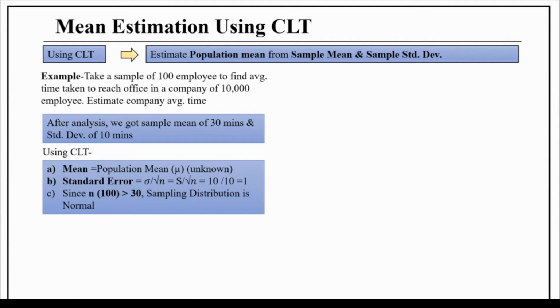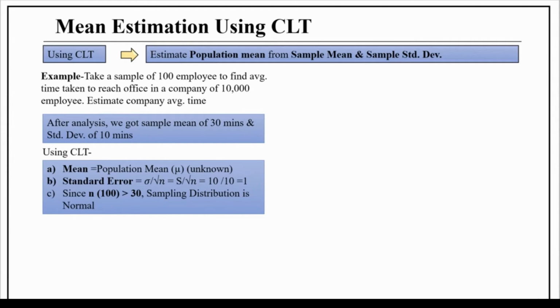The first property of CLT is sampling distribution mean, which is equal to the population mean, which is unknown here. The second property is standard error, which is equal to the population standard deviation divided by square root of sample size. Since we do not know population standard deviation, we will go for the sample standard deviation divided by square root of sample size. So here the sample size is 100 and the sample standard deviation is 10. Therefore the standard error is equal to 10 divided by square root of 100, which is 1 minute.